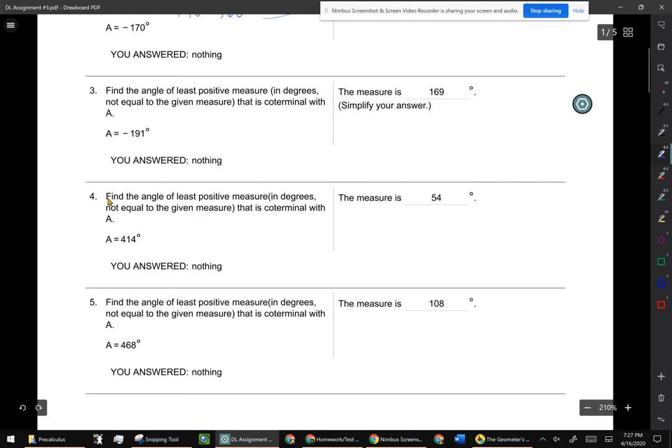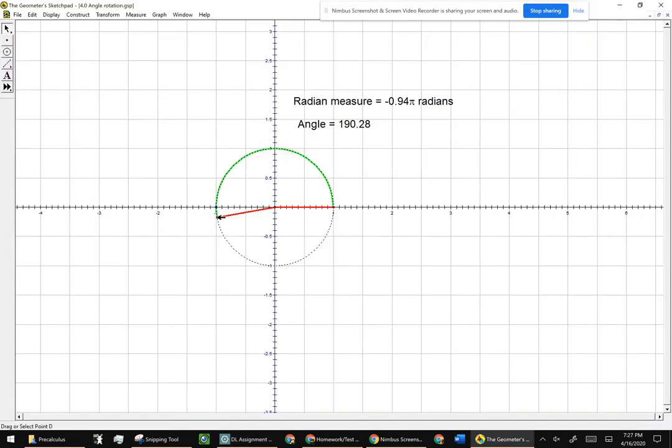Oh, hold on. Find the angle of least. Okay, so this one's a little different, number 4, because they gave you a pretty big angle, 414 degrees. If you're 414 degrees, what you have to realize is, if I go back to this, 360 plus another 30 is 390, right? Technically, I could say this is 390 because I went 360 and then another 30, but you can tell that's the same as 30. So 390 and 30 are the same measure.